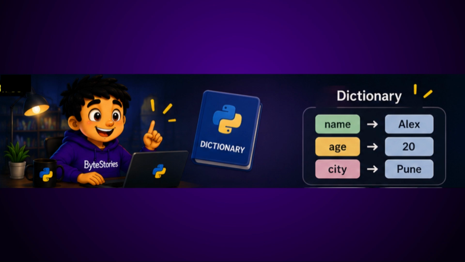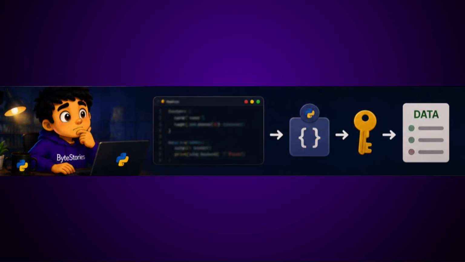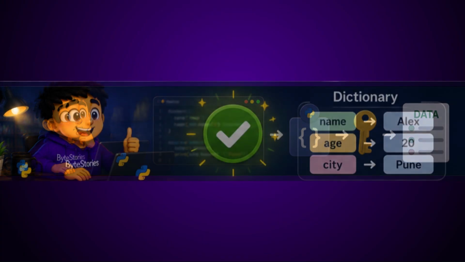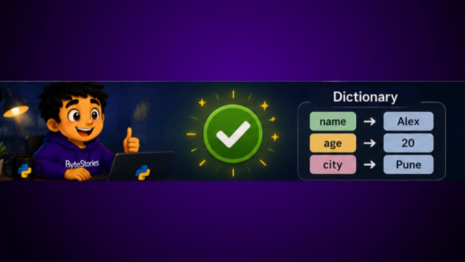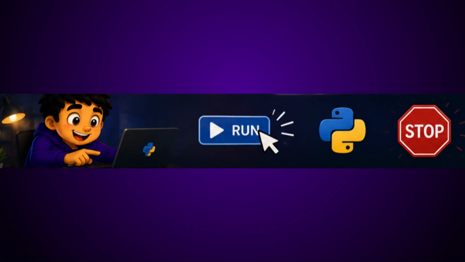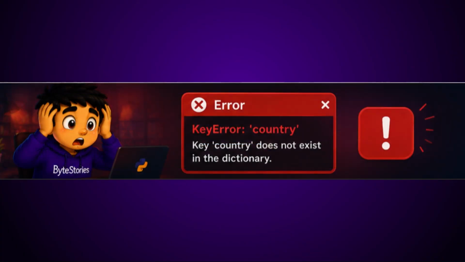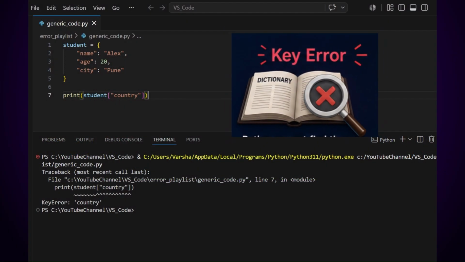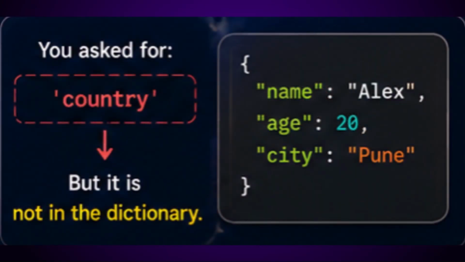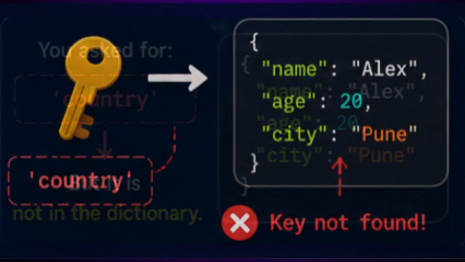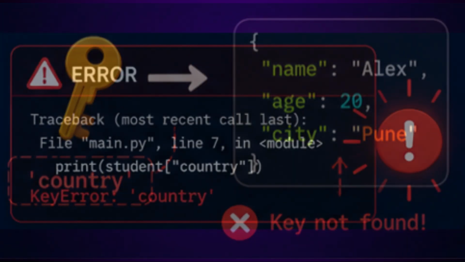Alex is learning dictionaries in Python. He stores some information and tries to access it. Everything looks correct. He clicks run. But Python stops and shows an error. This error is called key error, and it means Python cannot find the key you requested inside a dictionary.